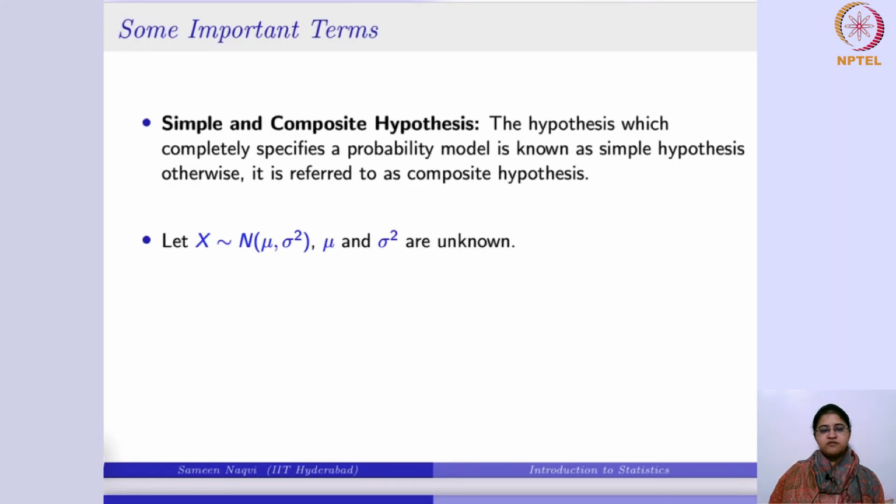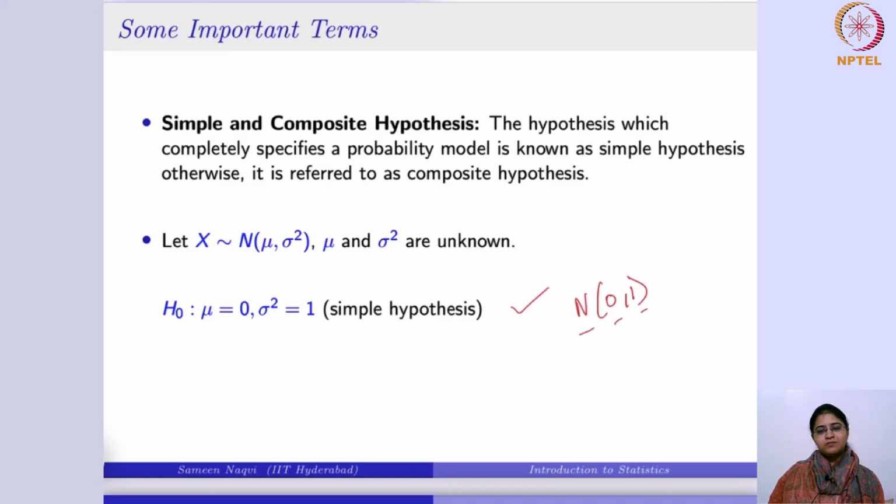For instance, suppose X follows a normal distribution with mean mu and variance sigma square, where both are unknown. Now if you frame your null hypothesis as mu is 0 and sigma square is 1, what is happening in this case? You have said that it is coming from normal 0, 1, right? So now it is known that the distribution is normal, the mean is 0 and the variance is 1. Everything is specified about the distribution here. You know the probability model completely.